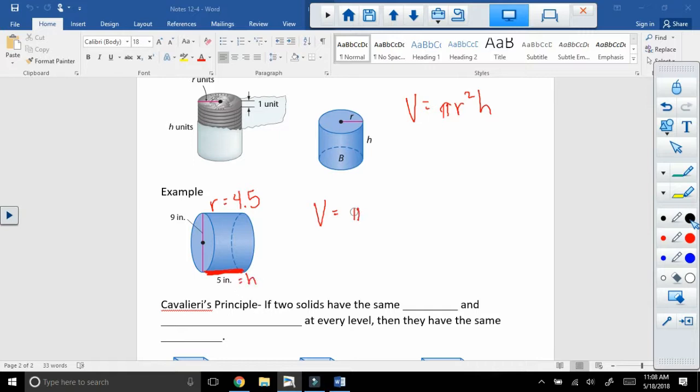So I'm going to type into my calculator pi times 4.5 squared times 5. Just grab your calculator quick if you haven't already done so. Okay, you should get about 318.1, and that's going to be cubic inches. We're good?